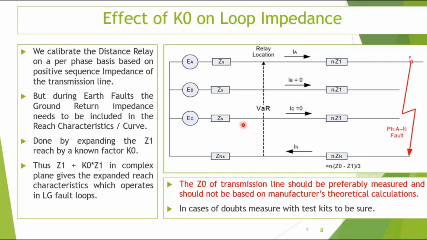The source of the problem is that, see, this return path, this one I know. There's a fault in A phase in this line. This is the equivalent circuit. This is of the source. This is the relay location. This is the fault current. This is the equivalence of the transmission line, which is having a fault.